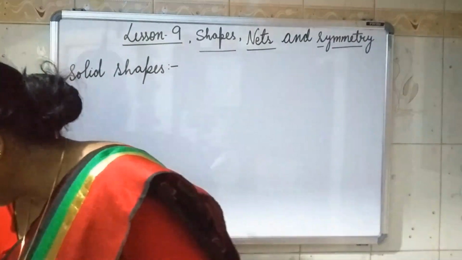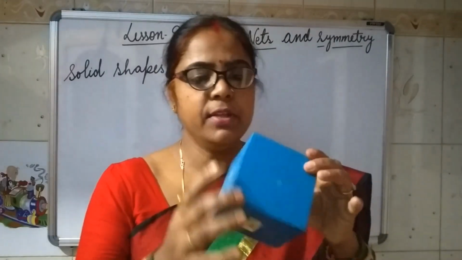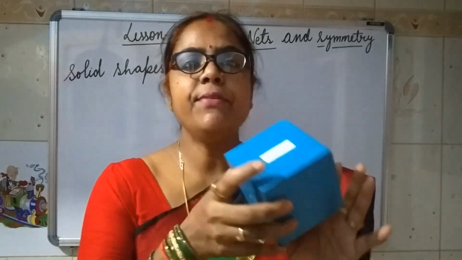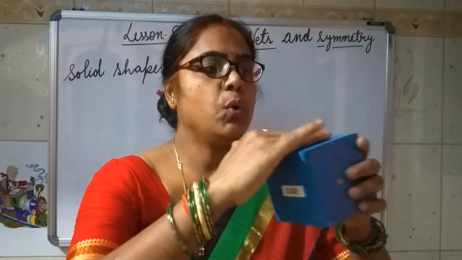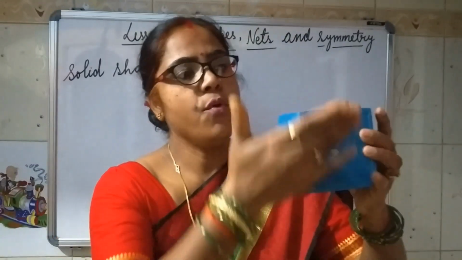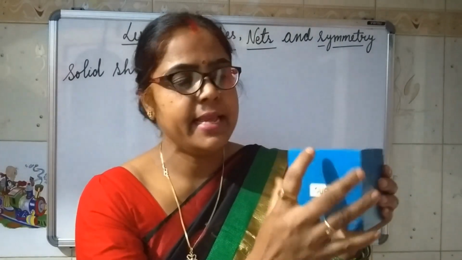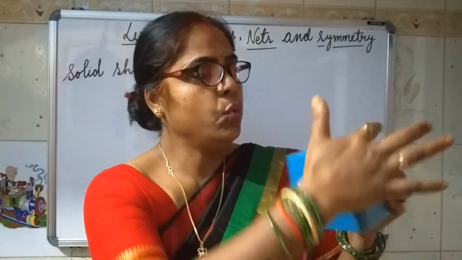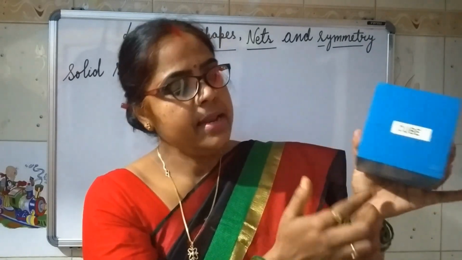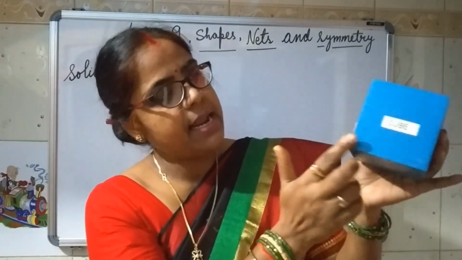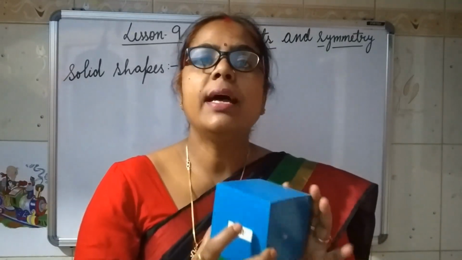I will begin with the cube. This is a cube shape, solid of the cube shape. And when we see, cube is having 1, 2, 3, 4, 5 and 6 faces. How many edges? 1, 2, 3, 4, 5, 6, 7, 8, 9, 10, 11 and 12. Clear? These all are the edges.